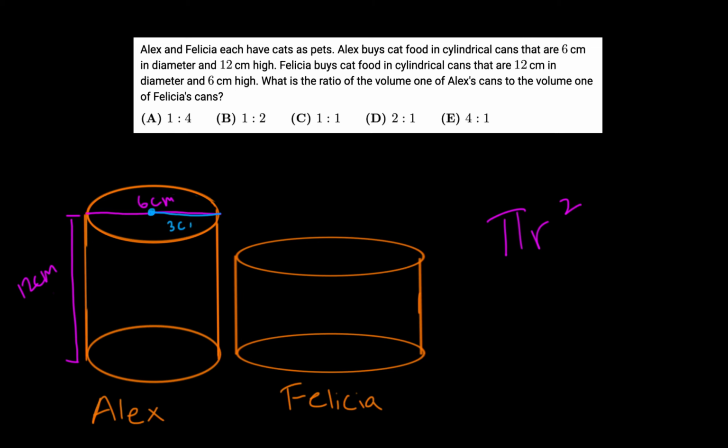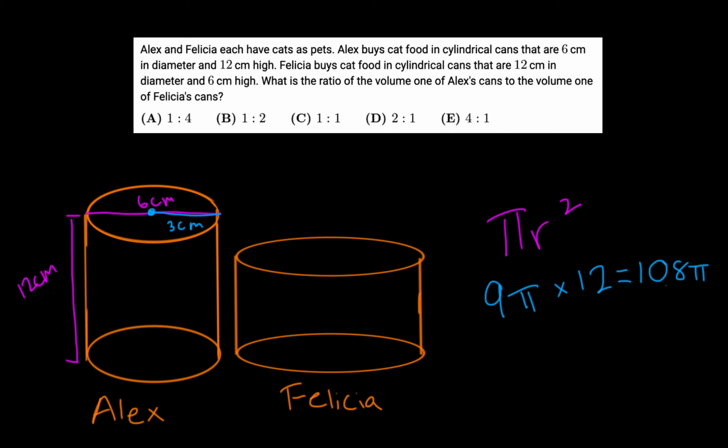Now the r in our formula stands for radius, so pi r squared would be pi times 3 squared, or pi times 9, which would be 9 pi. Multiply that by the height to get the volume of the cylinder. So we multiply that by 12, and we get 108 pi. Now that's the volume of our first can, or of Alex's can.